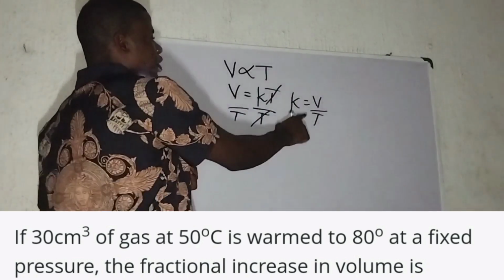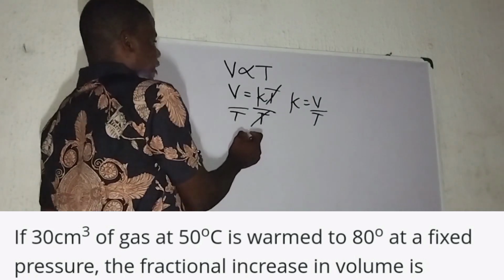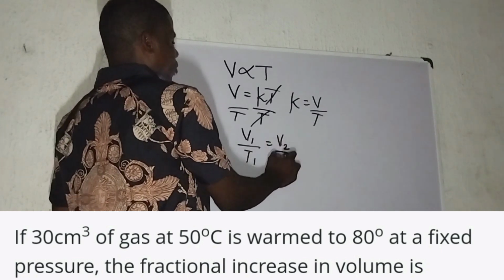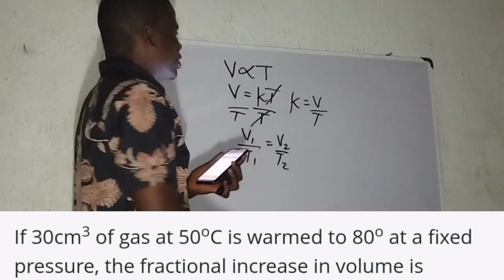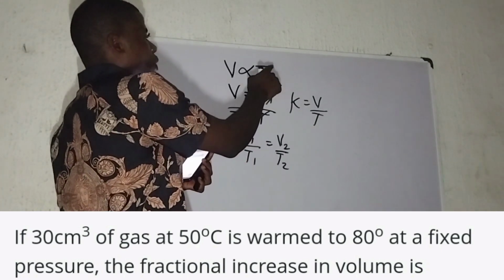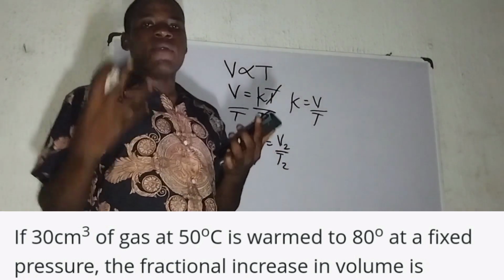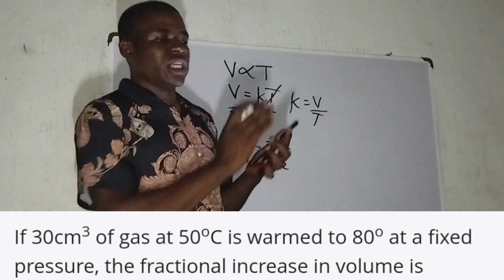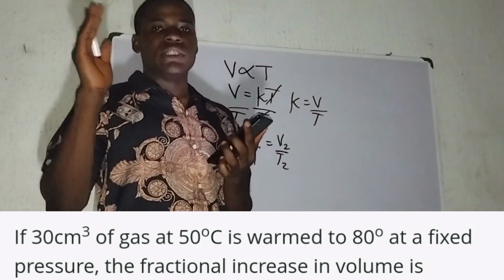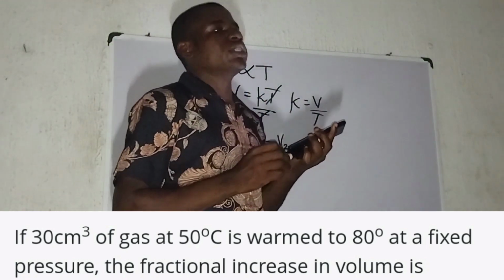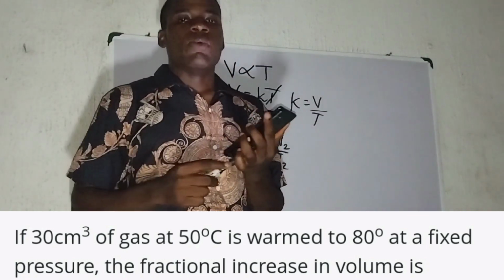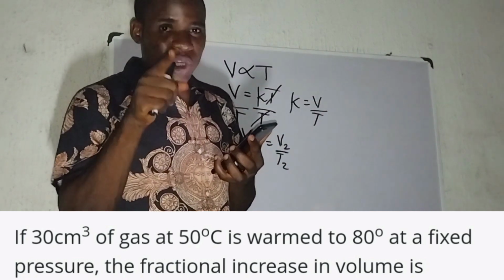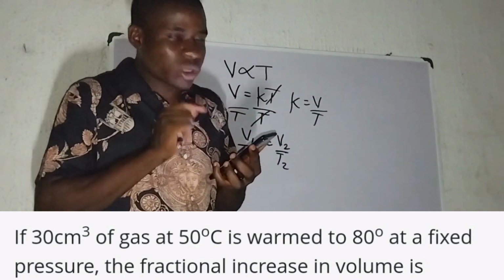temperature. So from our physics, we all know that V1 over T1 will be equal to V2 over T2. Now, since volume is directly proportional to temperature, and since it's direct variation, we know direct variation is that whereby as one quantity increases, the other also increases. As this one is increasing, the other is increasing, while as this one is decreasing, the other is decreasing.